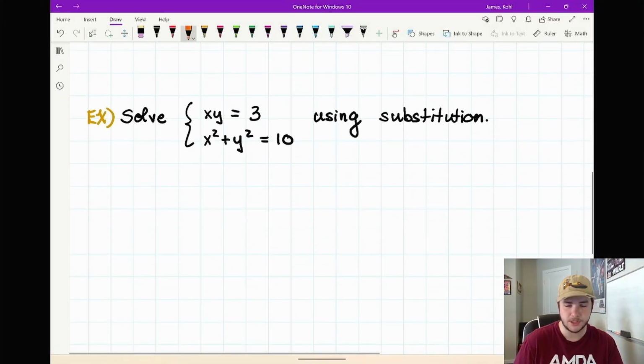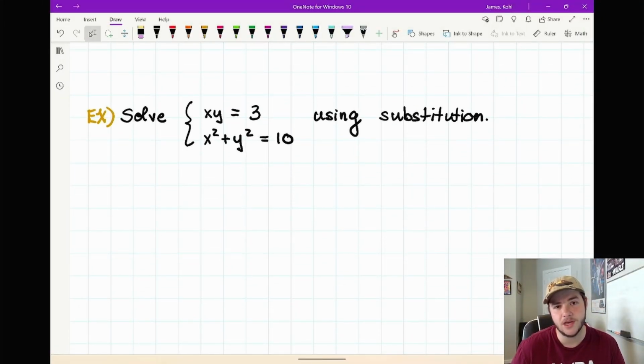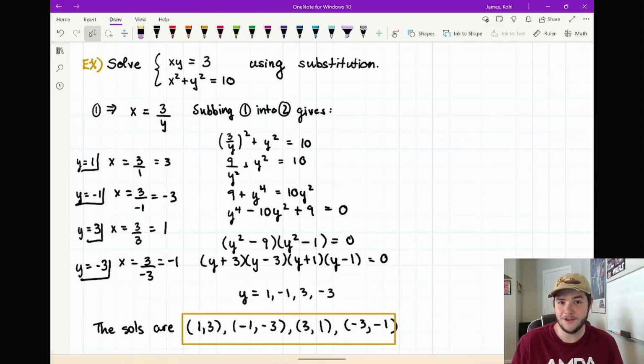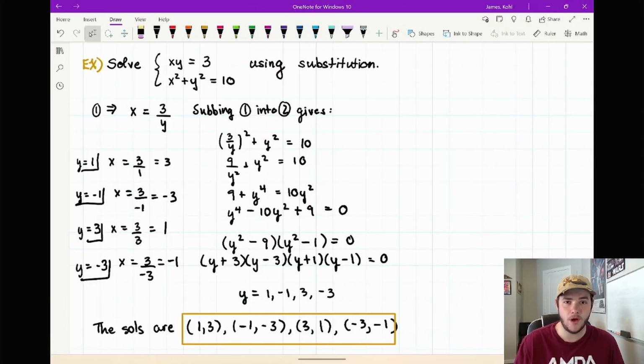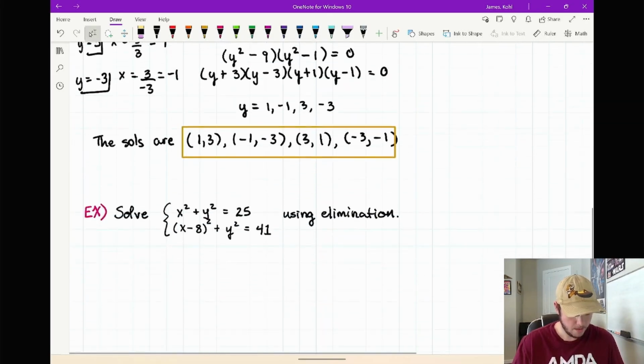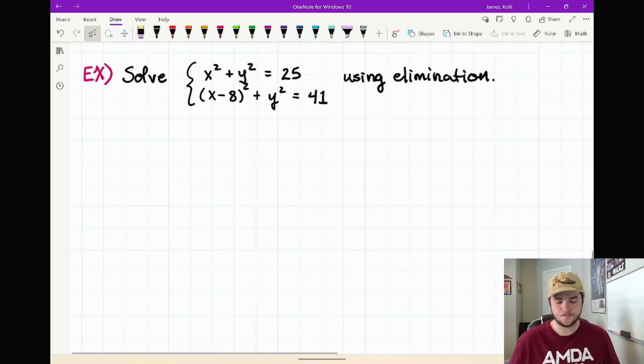Now I've got one for you to try. Go ahead and pause the video here to see if you can tackle this problem on your own. I found 4 solutions to this problem. 1, 3, negative 1, negative 3, 3, 1, and negative 3, negative 1. Feel free to pause the video here to check over my work. Otherwise, I've got one last problem for us to try, because we haven't used elimination yet.